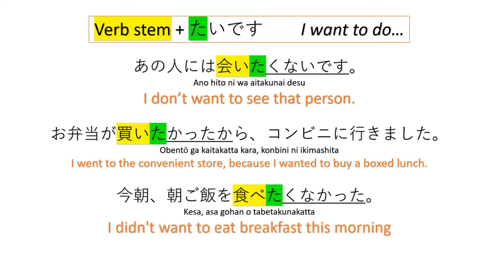Kesa, asagohan tabetakunakatta. I did not want to eat breakfast this morning. So here, tabetakunakatta is in the casual form, casual past negative. Tabetakunakatta, didn't want to eat.